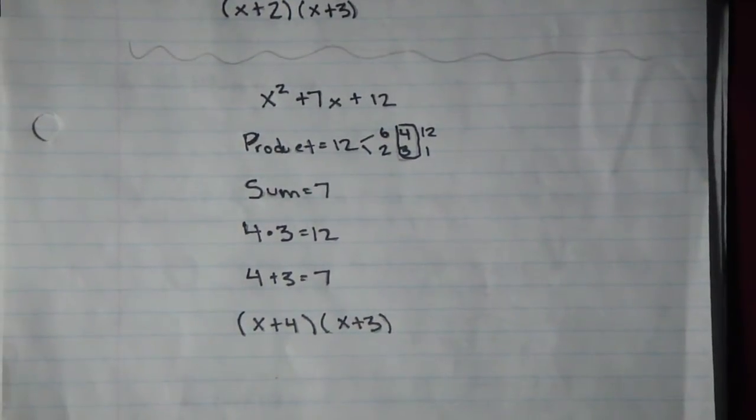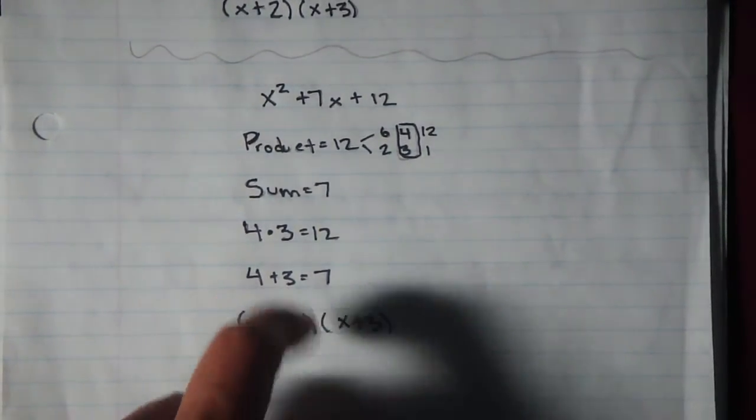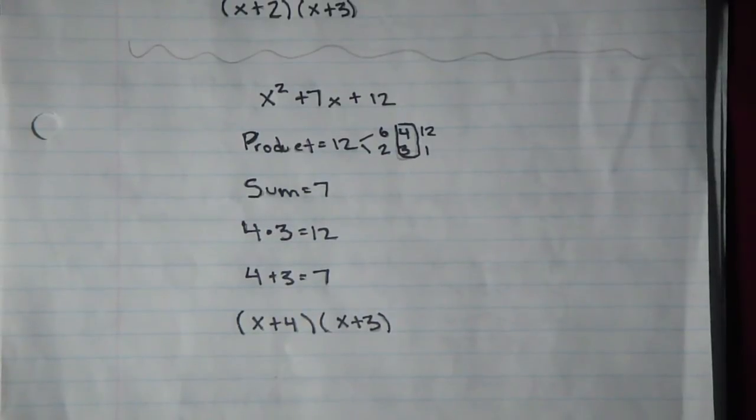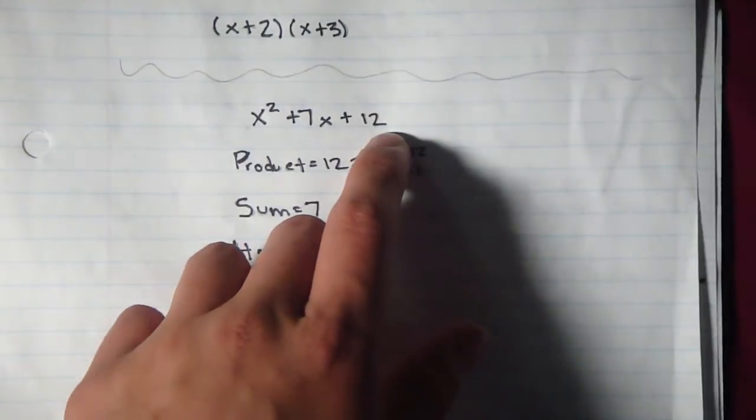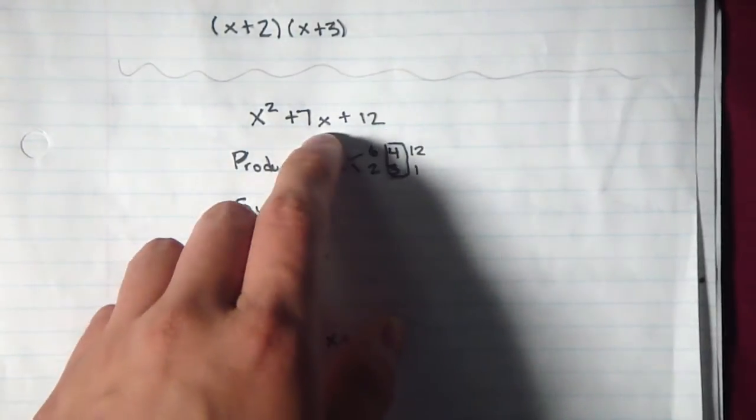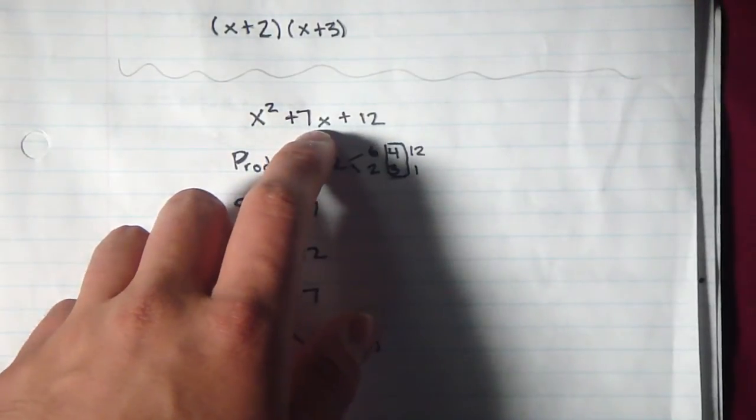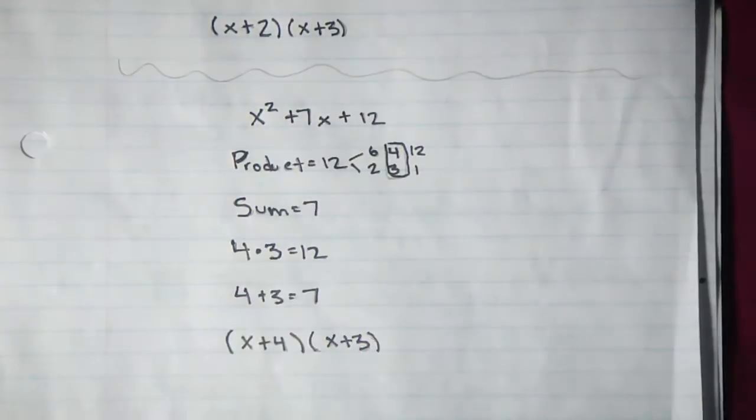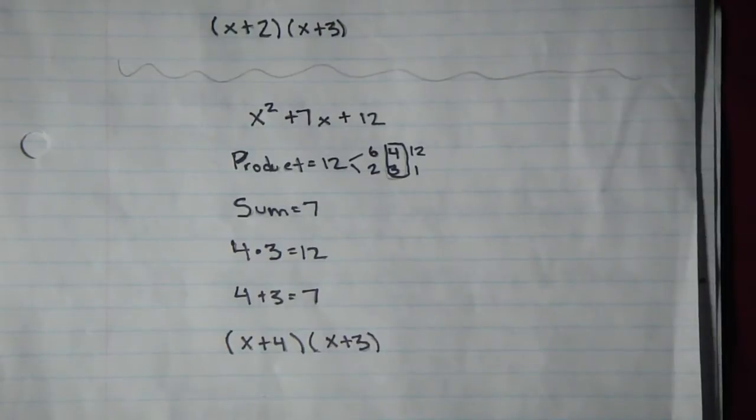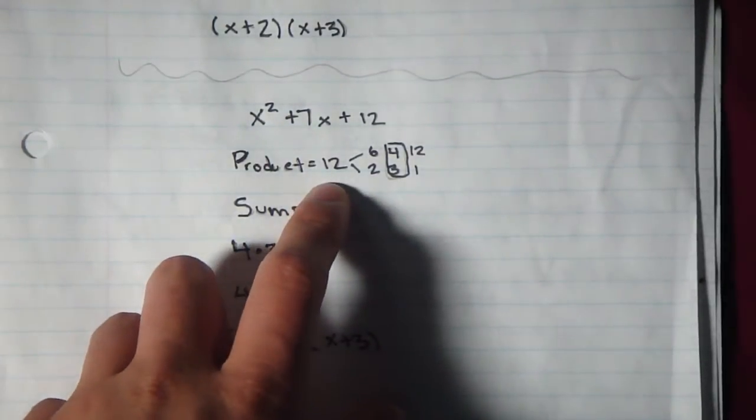Now, example number 2. Again, we have a simple trinomial, but in this case the product is 12 and the sum is 7. Again, it's 12 because there's no variable here, and the sum is 7 because it is a term with a variable but without an exponent. So again, what we have to do is find the factors of the product.